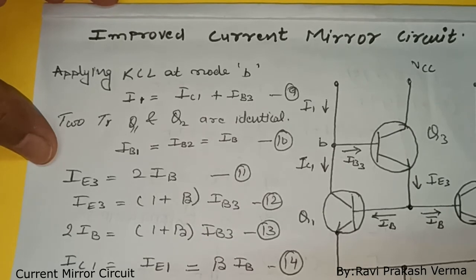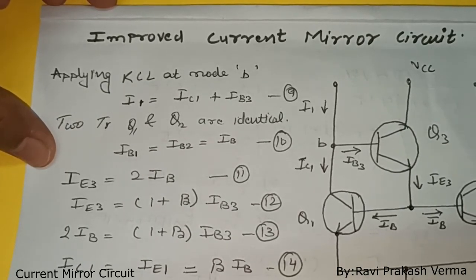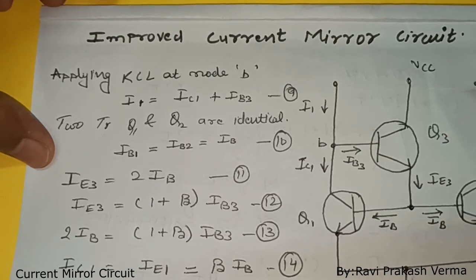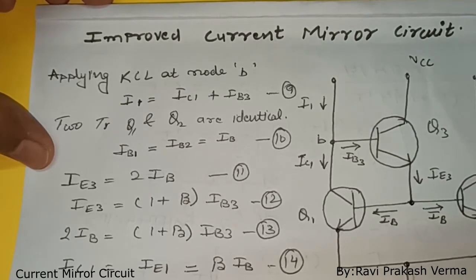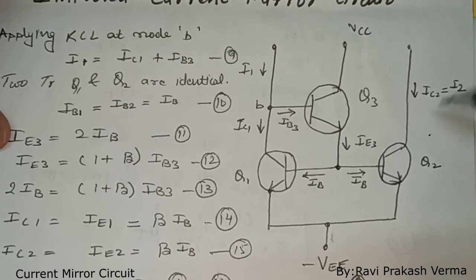Now in the previous circuit, we have assumed that beta is very large. For the case if beta is small, then I2 cannot be equal to IC3. That input current will not be equal to IC3 when beta is small. For that, there is an improved current mirror circuit which has been shown in the figure.